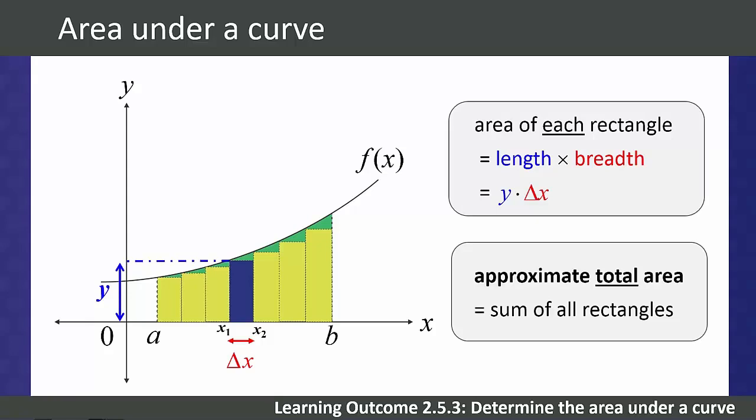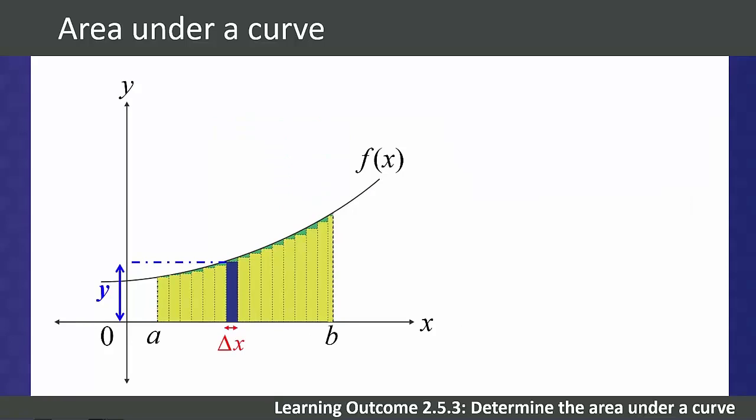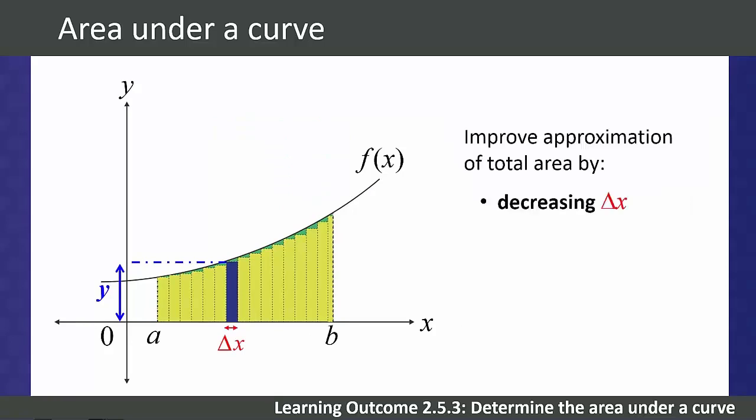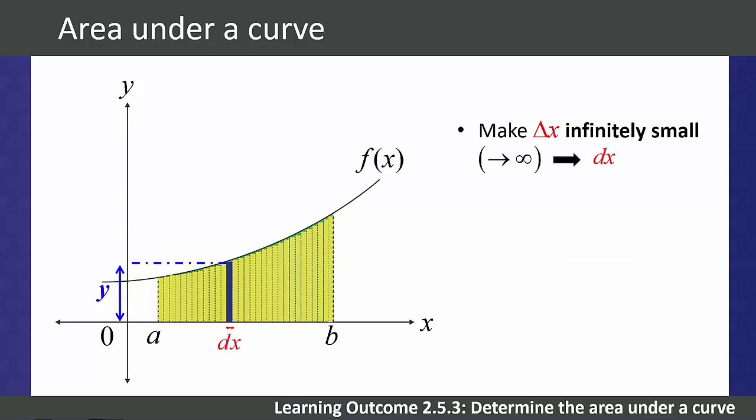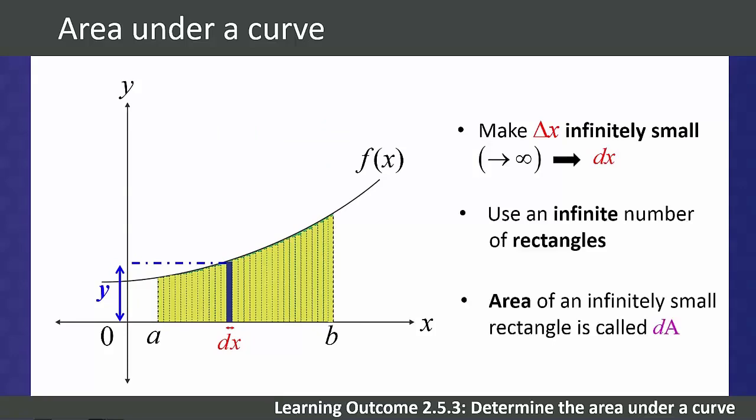The green gaps at the top of the yellow rectangles show that we have underestimated the area. To fill this space and to improve our estimation, we can try making the rectangles narrower and using more rectangles. To get a very accurate area, we make the width of each rectangle infinitely small. Delta x is called dx when it is infinitely small. The number of rectangles also approaches infinity. The area of one of these infinitely small rectangles is dA. Note that when we draw a rectangle with width dx on a graph, it means that the width is approaching 0. This is impossible to show, so we enlarge it for the purposes of the diagram.